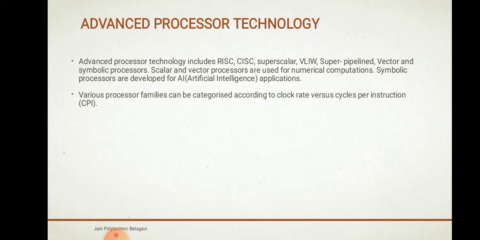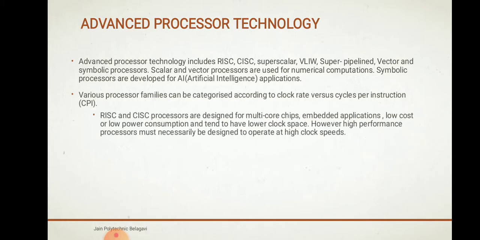Now the various processor families can be categorized according to clock rate versus cycles per instruction. RISC and CISC are processors designed for multi-core chips as well as embedded applications. So which are the embedded applications? For that purpose these 2 processors are used. These have low cost and low power consumption.